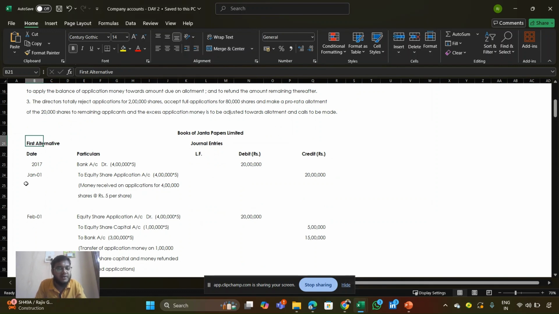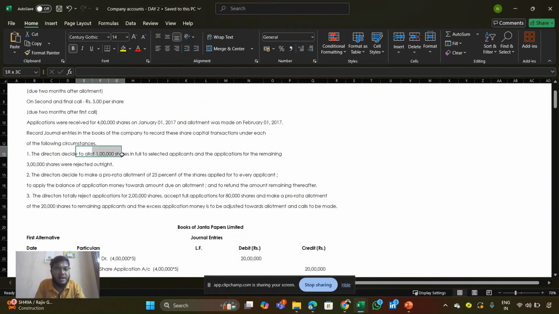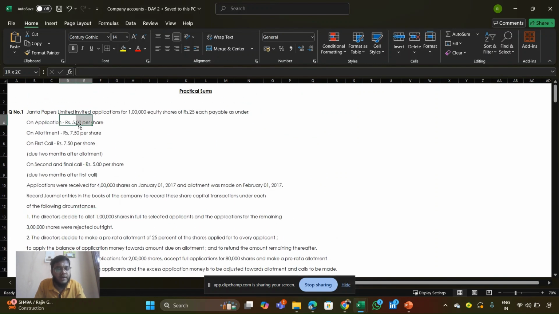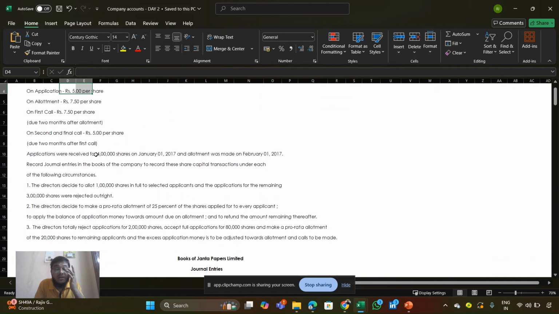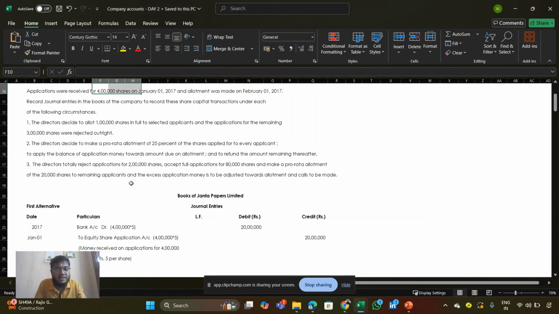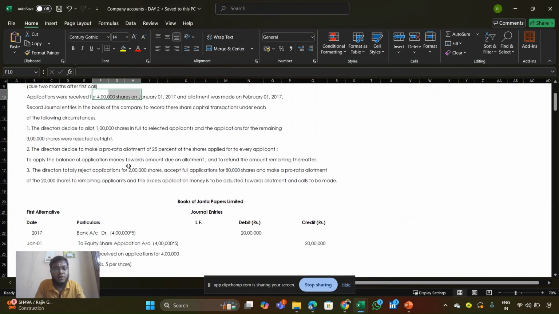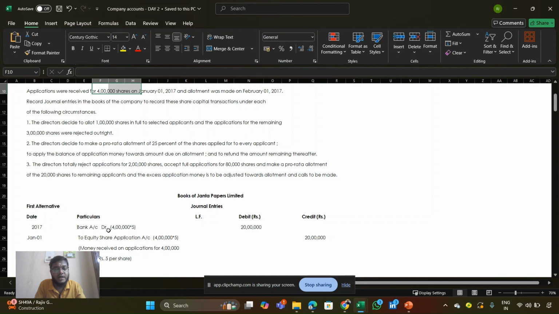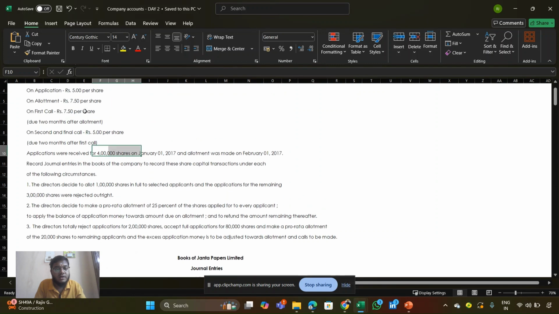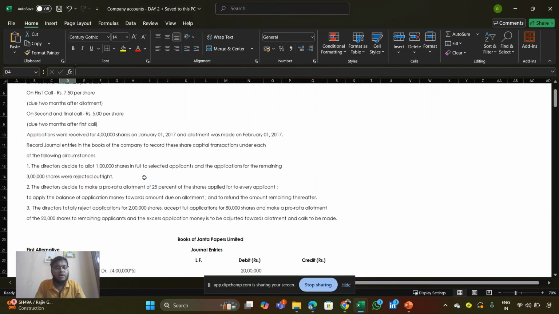And then the first alternative: date, particulars, etc. First, January 1, 2017, what we have received is applications for 4 lakh shares, so the application amount is 20 lakh. So the first entry will always be for whatever shares we received as applications; that will be counted. For example, bank account debit: 4 lakh into rupees 5.